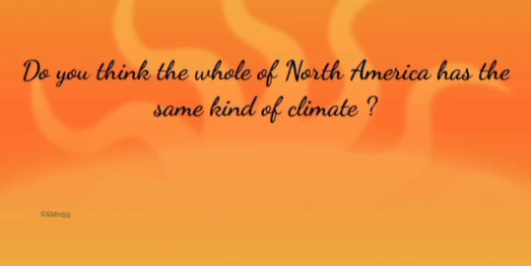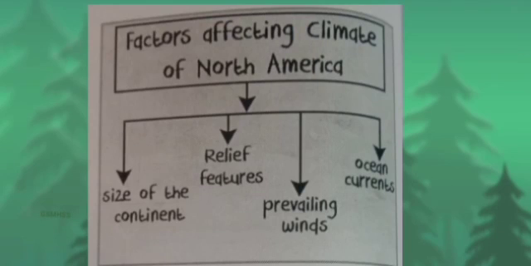And the next question, what are the 4 factors that affect the climate of North America? Did you know, students? Yes, mainly 4 factors affect the climate. They are size of the continent, relief features, prevailing winds, ocean currents.